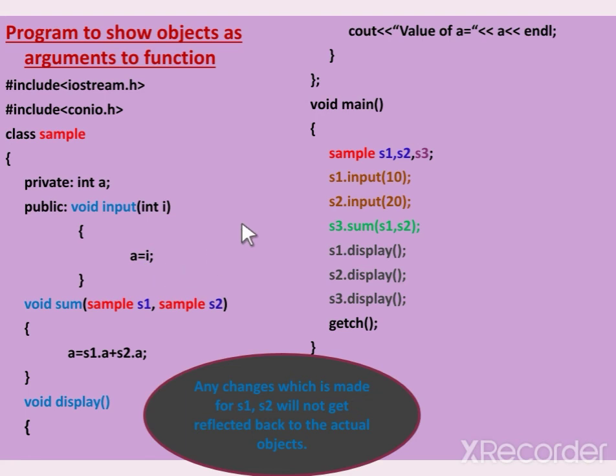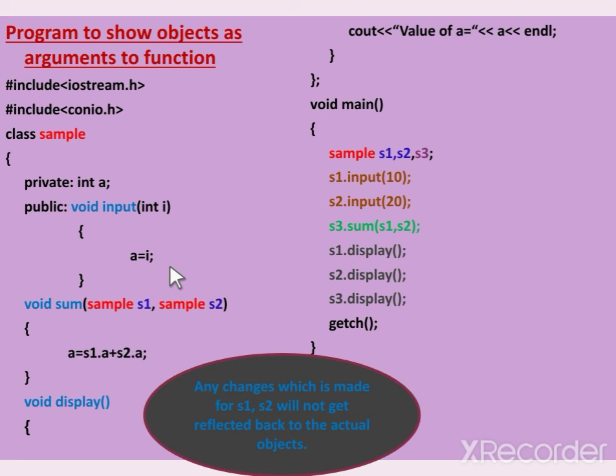We'll move to the next one, that is S2 dot input of 20. Here S2 is the second object. Again control will be transferred from here to here. Then I value becomes 20 and is stored in variable A. A is equal to now what? 20.